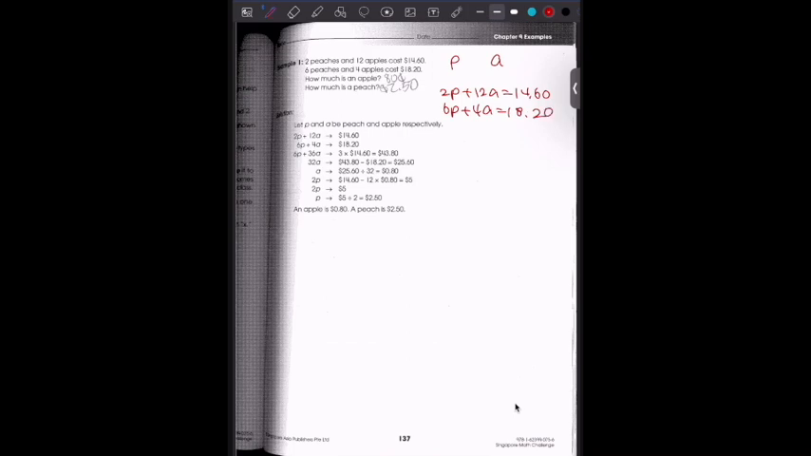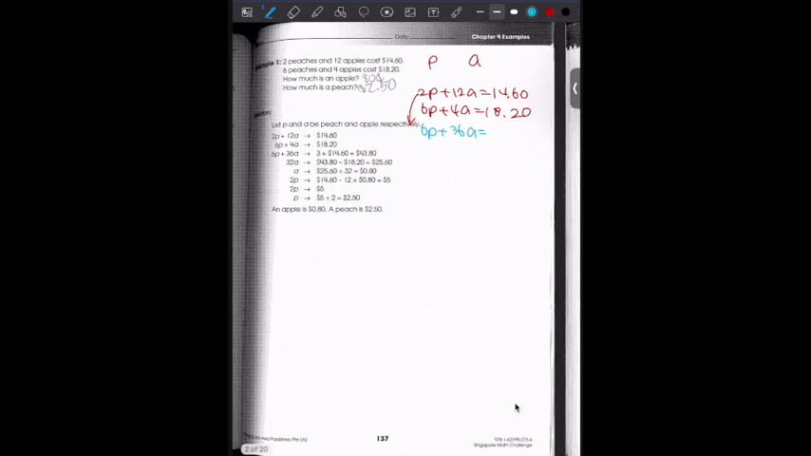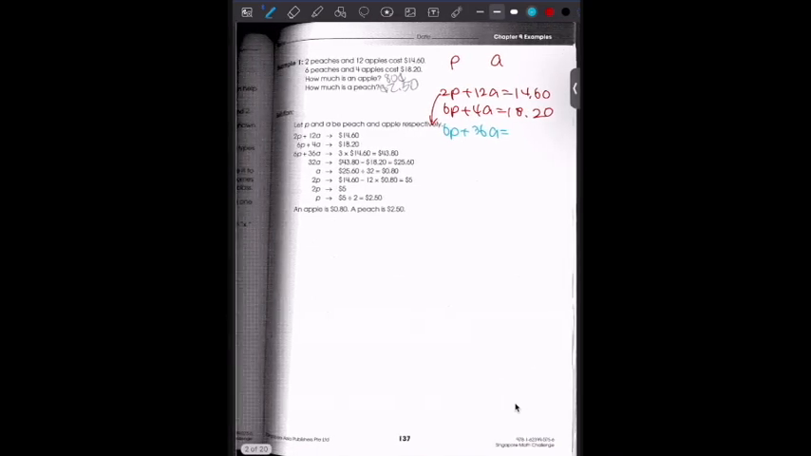And so we're going to change one equation. We're going to rewrite this equation as 6p. So we need to multiply 3 to everything. So 36a. It is 6p plus 36a equals 14.6 times 3, which is 43.8. And so now we're going to subtract.